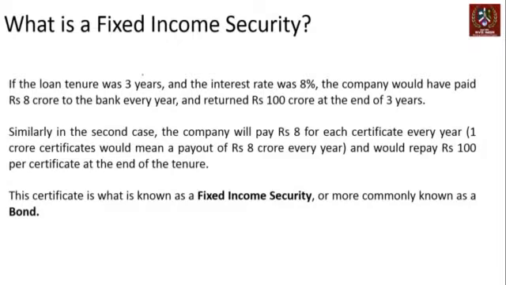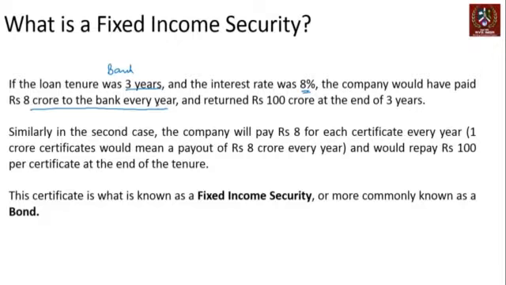If the loan tenure with the bank was 3 years and the interest rate was 8%, then the company would be paying an interest of 8 crore to the bank every year. Effectively, if your interest rate is 8% on a 100 crore loan, you have to give 8 crore every year to the bank, and you would have returned 100 crore at the end of the 3-year period. That's the principal repayment that you will do to the bank, correct?